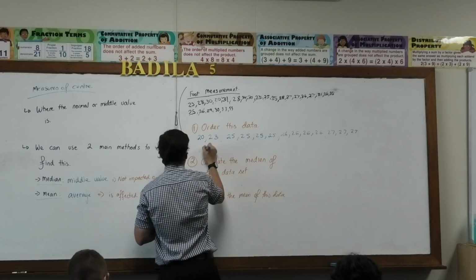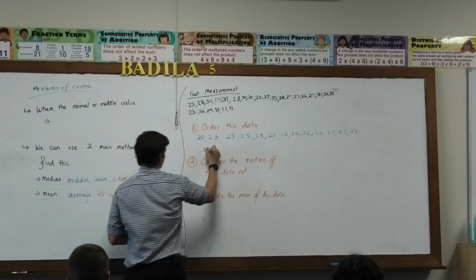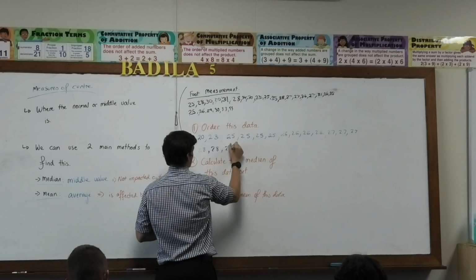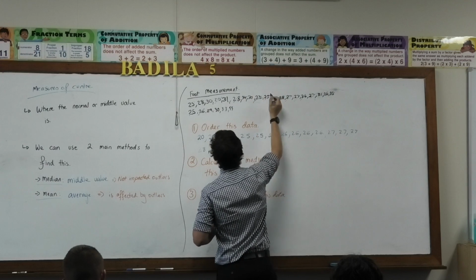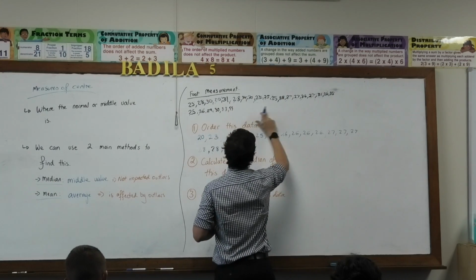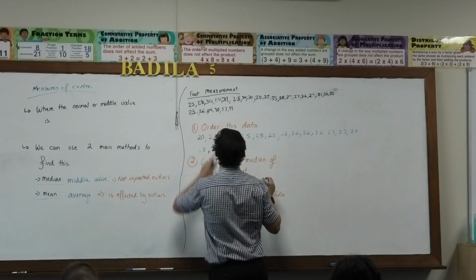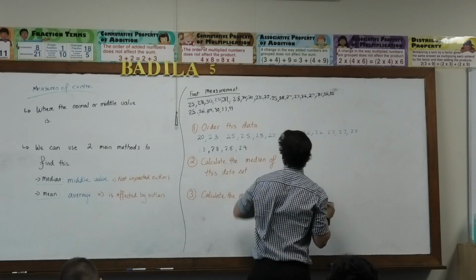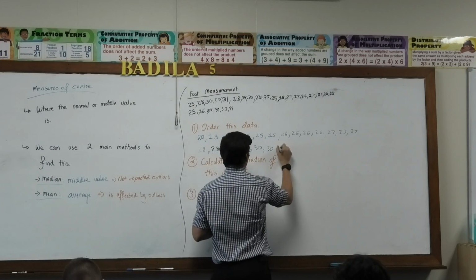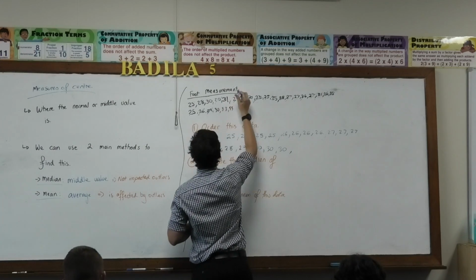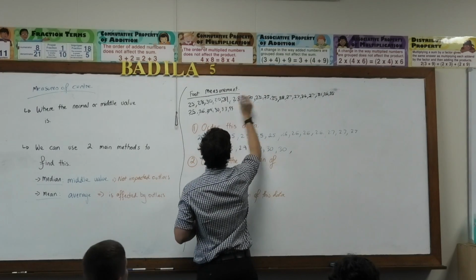Just going to start here again. No good. How many 29s? 1, 2, 9. How many 30s? 1, 2, 3. 3. How many 31s? 3.